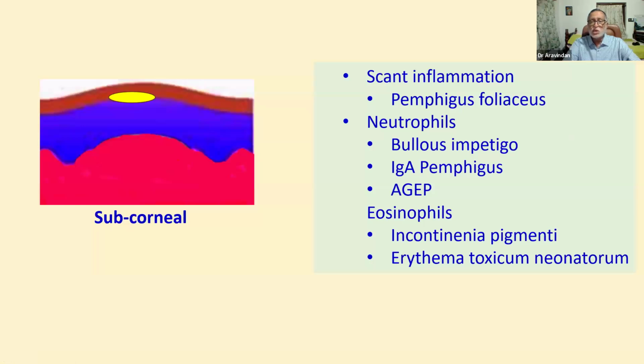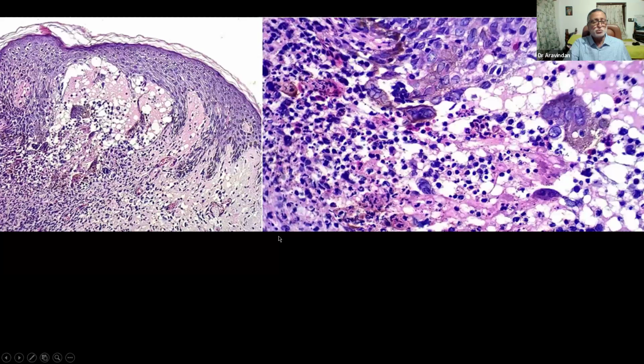So subcorneal lesions, you can divide like this. With scant inflammation, maybe pemphigus foliaceus is a possibility. Then if you find neutrophils, bullous impetigo, IgA pemphigus, and generalized pustulosis. With eosinophils, incontinentia pigmenti and erythema toxicum neonatorum. These are all subcorneal lesions.